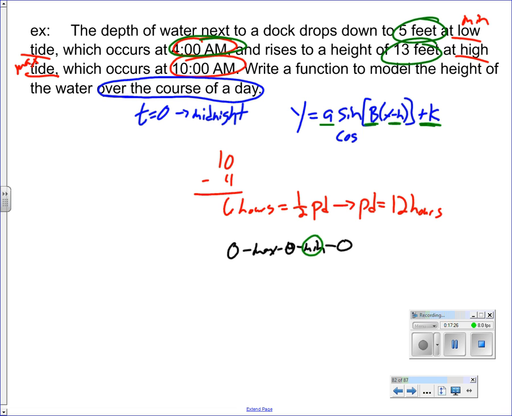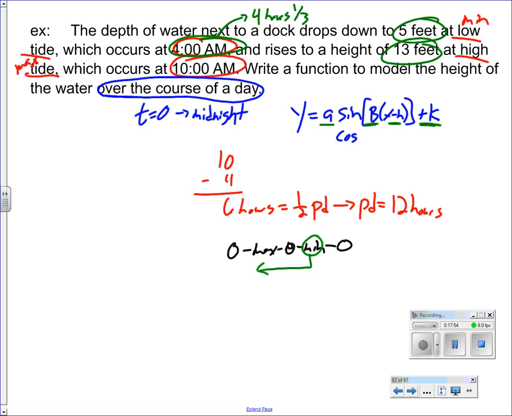We're shifting to get our minimum 1/3 of the way through the period, which means I have to shift this minimum back to the left. So now when you think about what 1/3 of the way through the period is, 4 hours is 1/3 of the way through the period. Where should the regular minimum be happening?